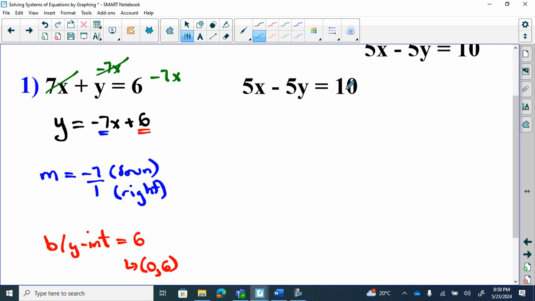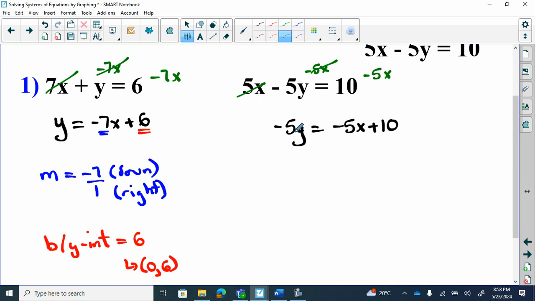The next equation, 5x minus 5y equals 10. I want to solve for y, so I want to get the y by itself. I don't care what 5x minus 5y is. I just want 1y. So to get rid of this positive 5x, I will subtract 5x from both sides. That will cancel this. There's 0 x's left. I have a negative 5y on the left, and then I have a negative 5x plus 10 on the right. Again, I'm writing the x before the constant.